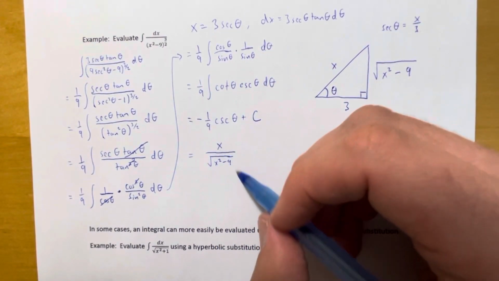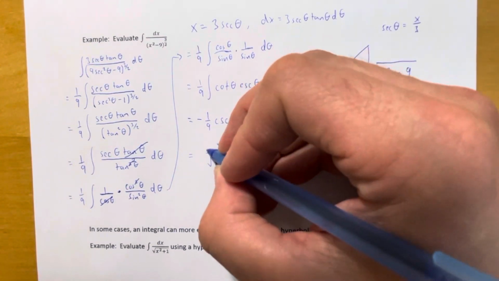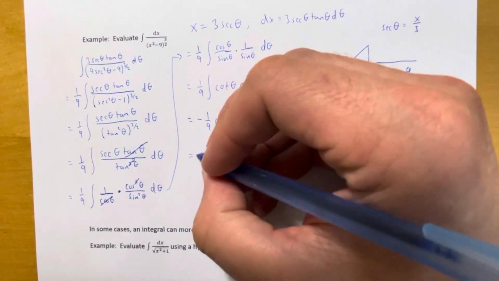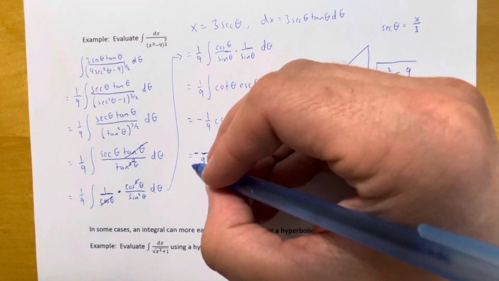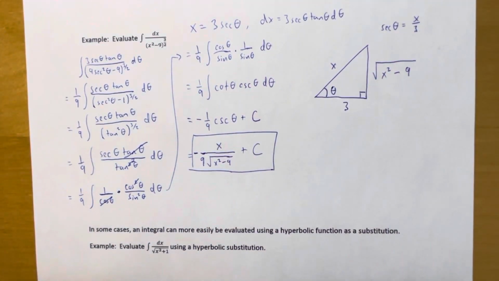There was a negative 1/9 out there to begin with. The 9 from that can just get multiplied into the denominator, and I'll keep the negative on the outside. And then I have this plus c here. That would be my answer.